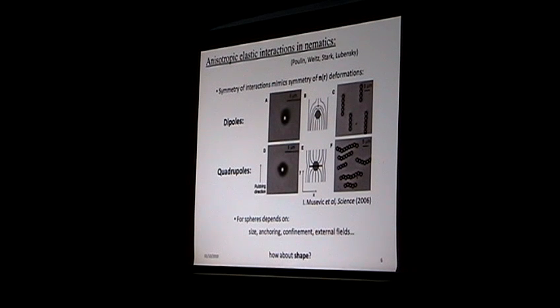And for spheres, this depends on a number of things. Okay, it depends on particle size, right? The type and strength of anchoring, whether or not you confine the system, and external fields. Okay, so what we're after is shape. So you take a sphere, you change its shape, what happens?